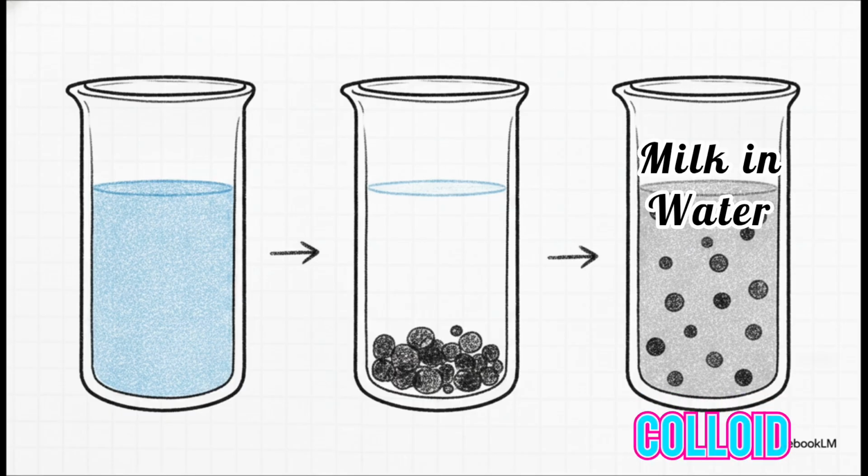Colloids are heterogeneous mixtures too, but their particles are a moderate size. They're uniformly dispersed, which means they don't settle due to gravity, but they are absolutely large enough to trigger the Tyndall effect and scatter light.